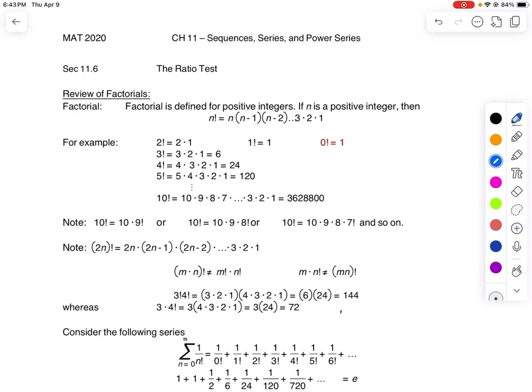Section 11.6, the ratio test. So we will quickly review the factorials. If you have seen them, it's good. If not, then there is a quick view.